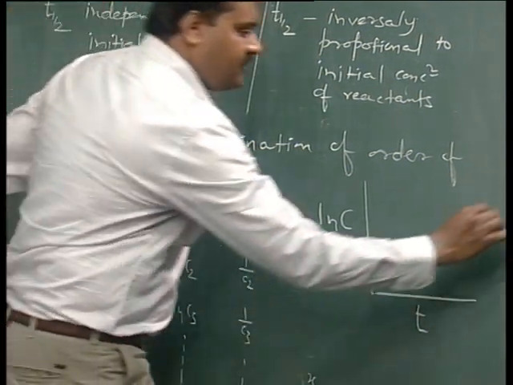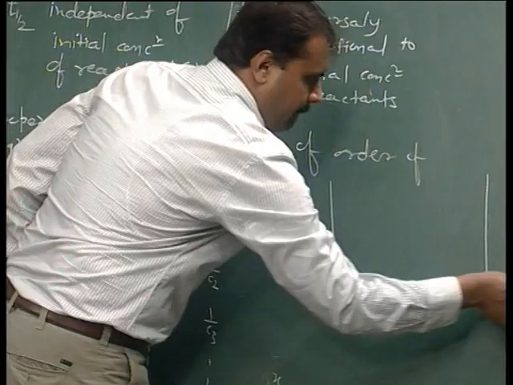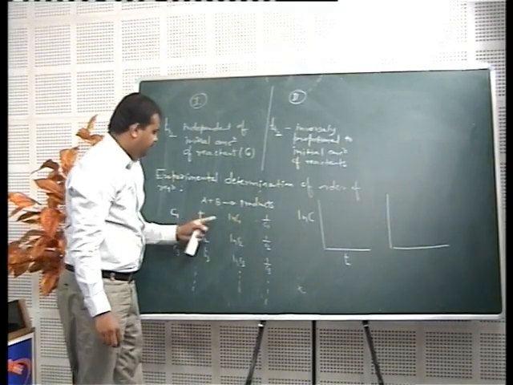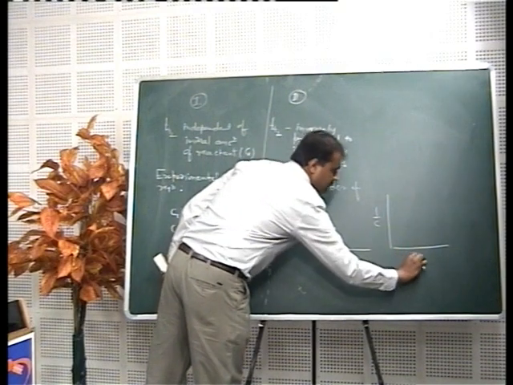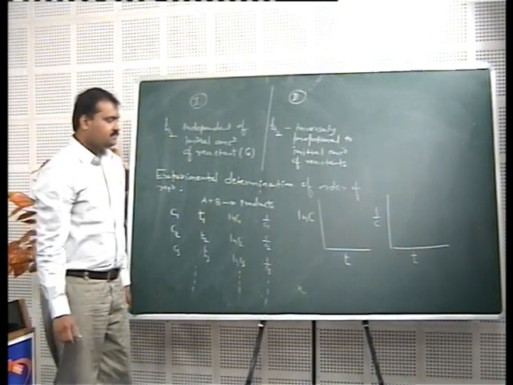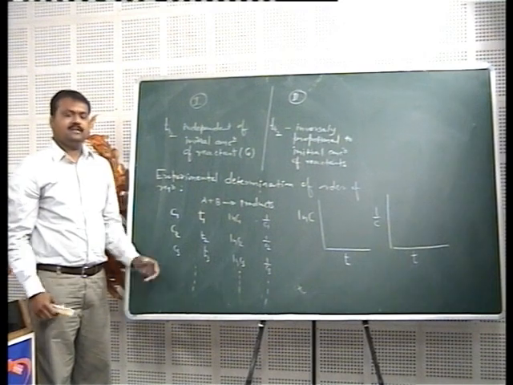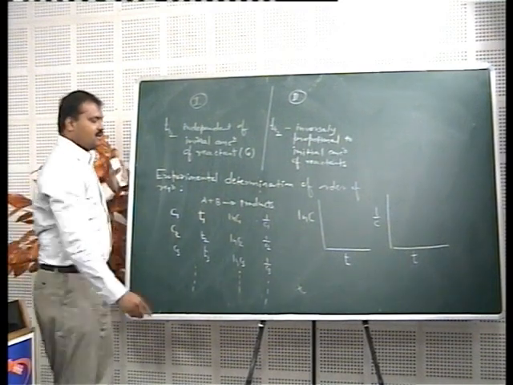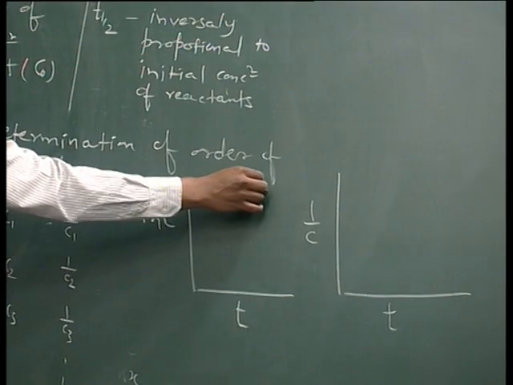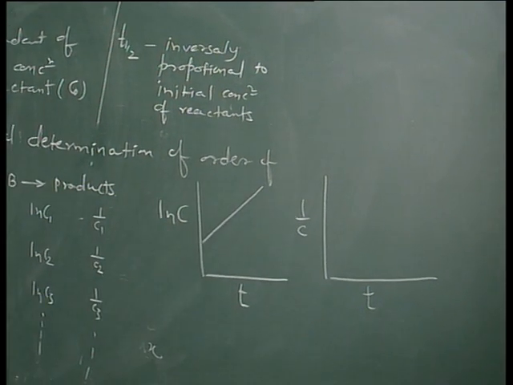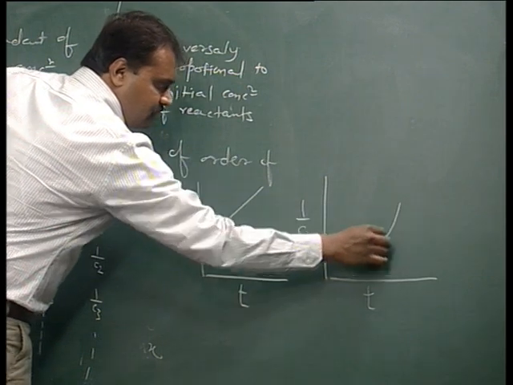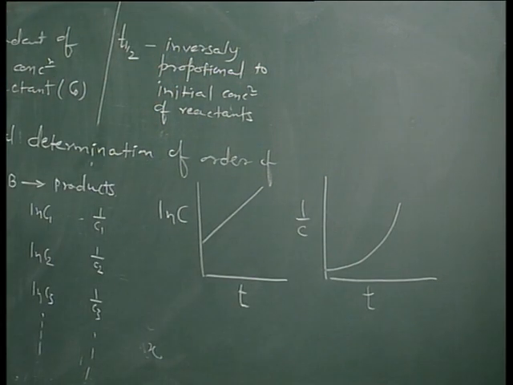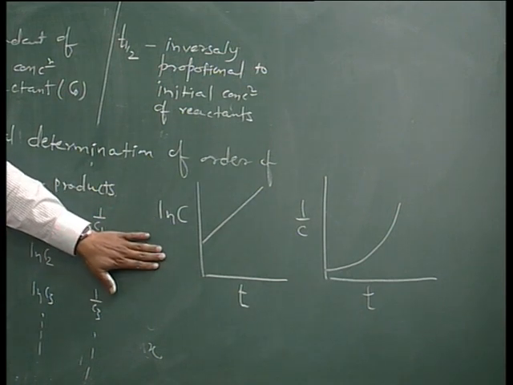And the second graph will be of 1 by C against time. That is like this. Now, after plotting the graph, if it is observed that the first graph is a straight line and the second graph is curved, then we can say that the reaction is first order.